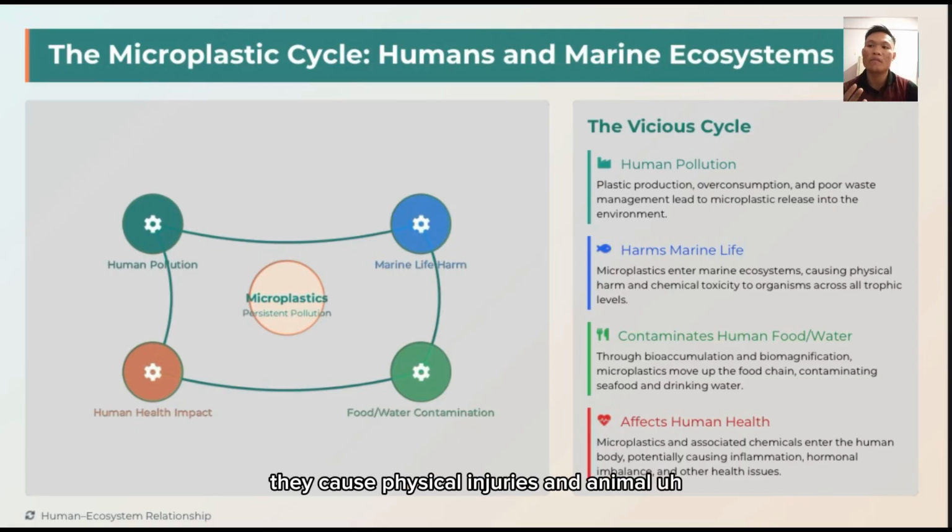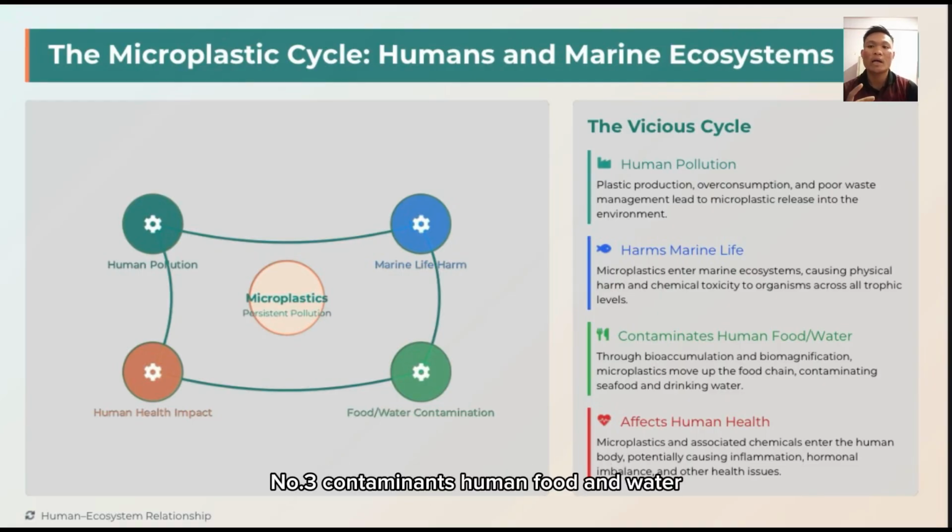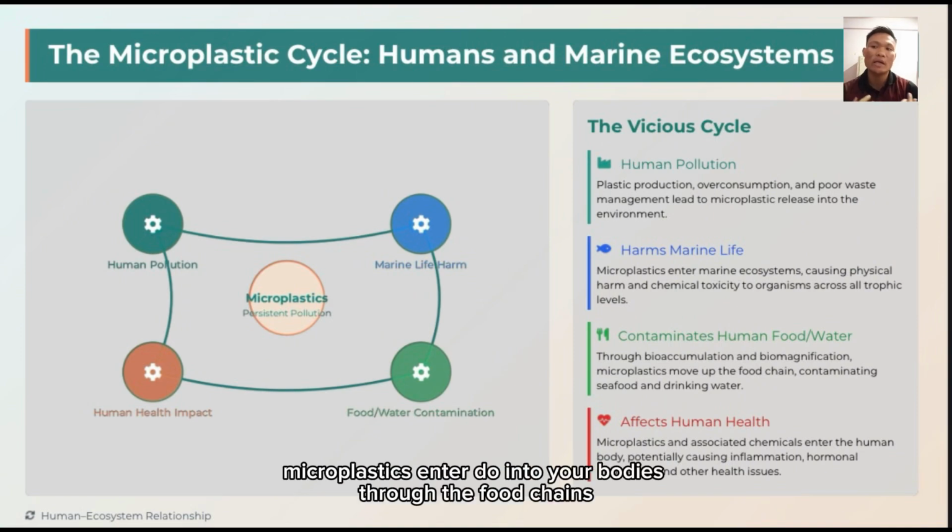They cause physical injuries and chemical poisoning to fish and undersea creatures. Number three, contaminating human food and water. When humans eat seafood or drink contaminated water, microplastics enter our bodies through the food chain. This means the pollution we create indirectly comes back to us.